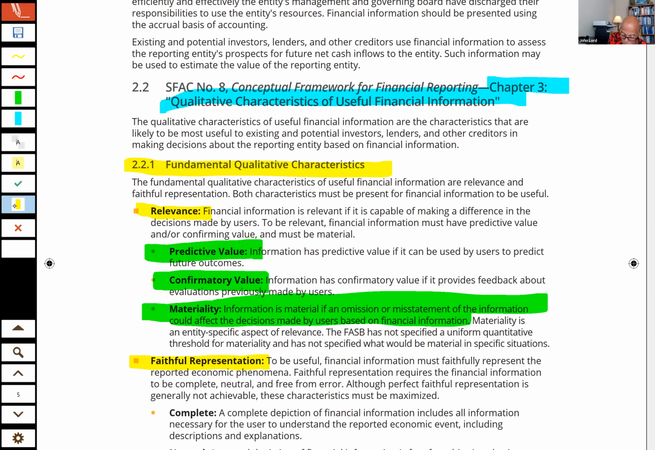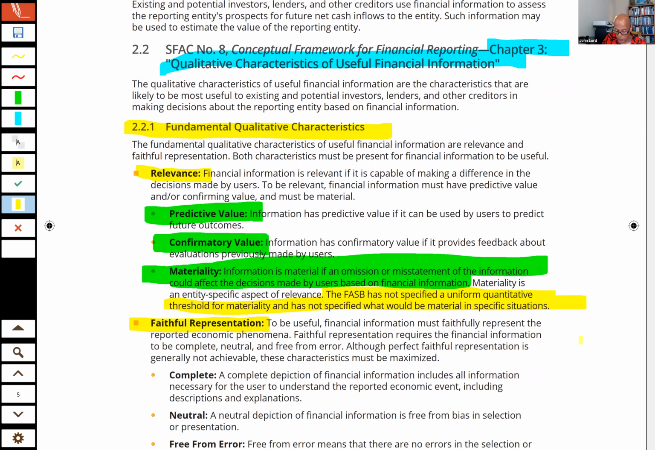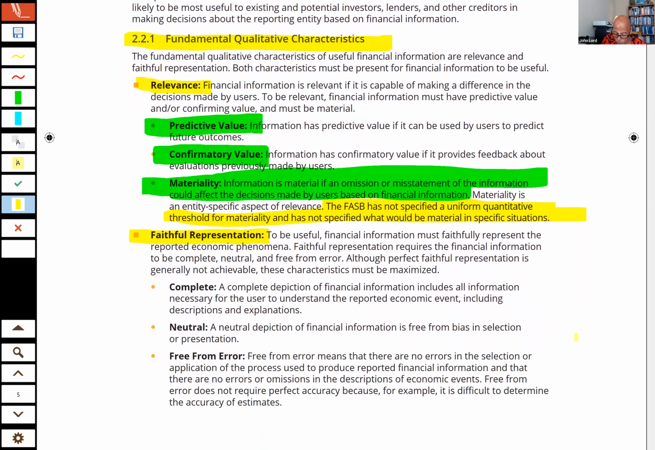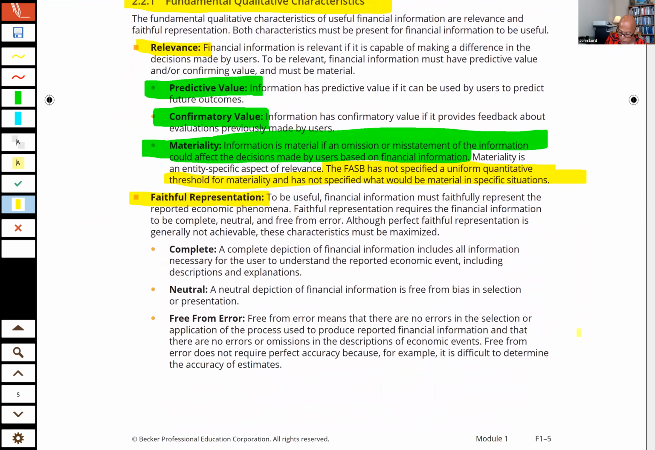And so even though they have not come up with a uniform threshold for materiality, it would basically be some set of information, some fact that would change the decision to invest in a stock or to lend credit to an entity. Okay. Now, faithful representation says that the information be complete, neutral, and free from error.